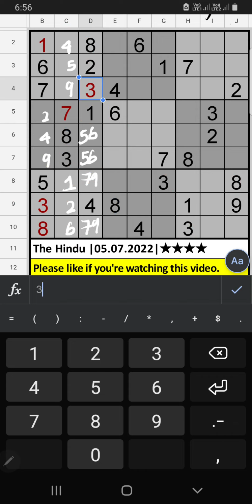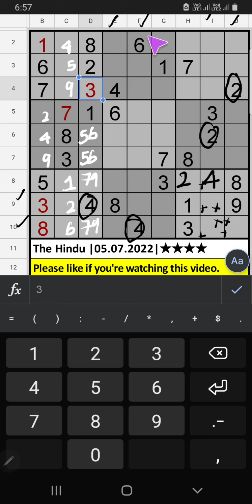Column I, column J, we have 2. So 2 can't come in these cells. The 2 is confirmed here. 9th row and 10th row we have 4. So 4 can't come in these cells. Then 4 is confirmed here.